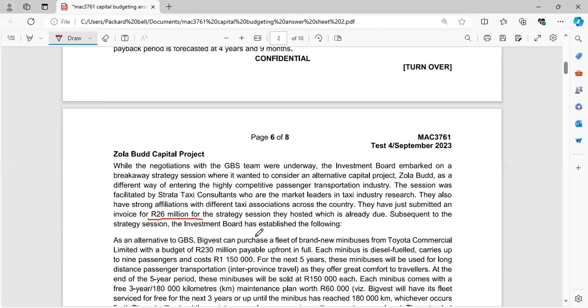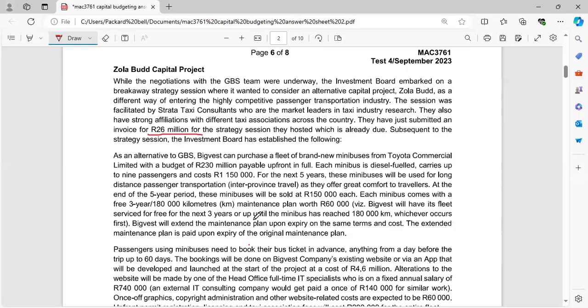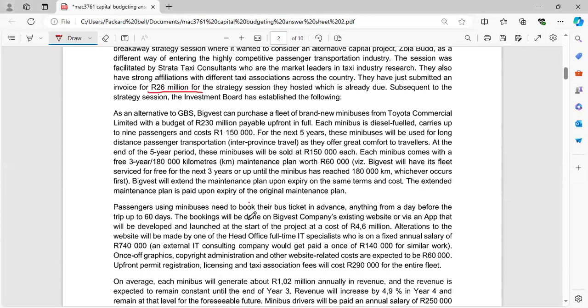Subsequent to the strategy session, the investment board has established the following. As an alternative to GBS, Bidvest can purchase a fleet of brand new minibuses from Toyota Commercial Limited with a budget of 230 million payable upfront in full. Each minibus is diesel fueled, carries up to 9 passengers and costs 1,150,000. That's the cost of each minibus.